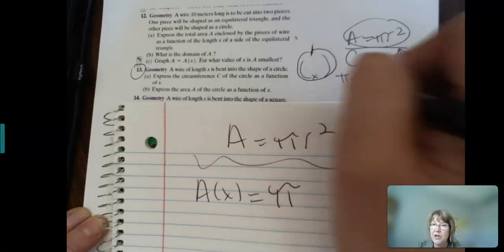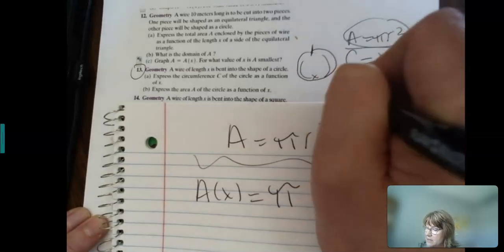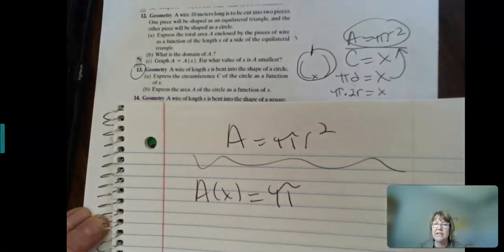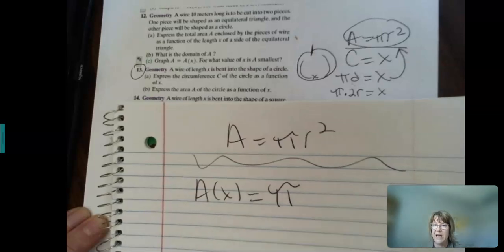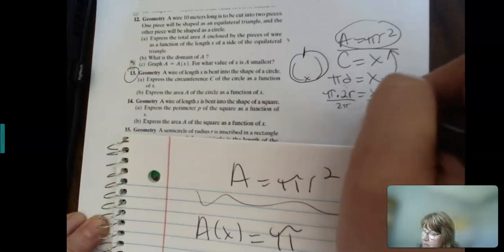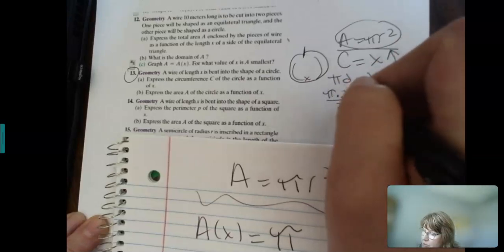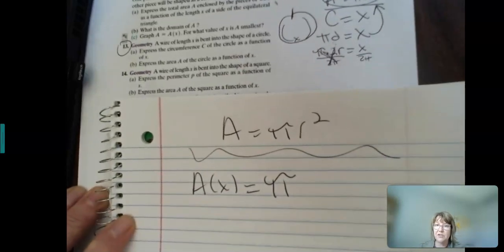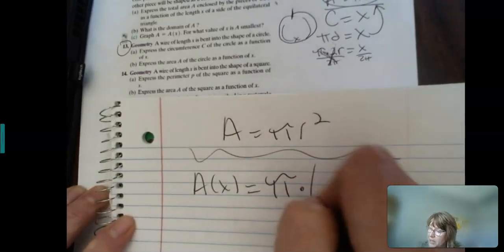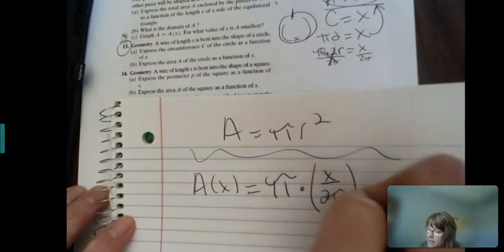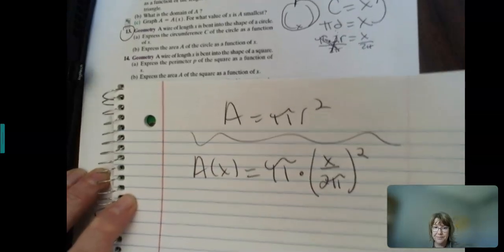But notice I know that diameter is 2 radius, or 2 radii, I should say. So I know that x is equal to 2 pi r, okay? So if I divide, I can figure out what r is. So I am going to divide by 2 pi. So the 2 cancels and the pi cancels. So now I know what r is. Okay, so r is, I'm going to replace it, it's what? x over 2 pi. And then I have that squared.